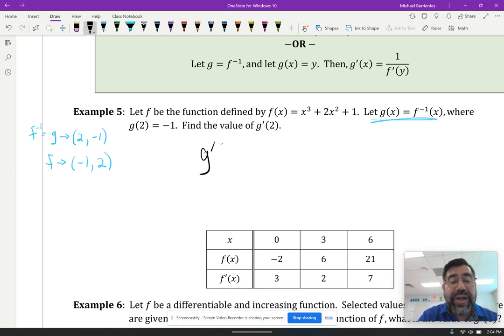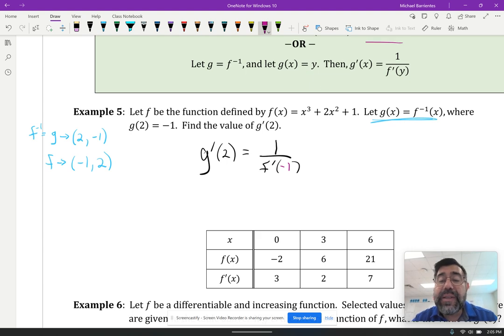So all of that to say that if I'm looking for g prime of 2, I can find the derivative without having to find the inverse by just saying it's 1 over f prime, but this is where I have to be careful. It's not f prime at 2, because 2 is the input of the inverse, which is actually the output of the original function, and I'm taking the derivative of the original function, so I need the input value, and the input value is actually -1.